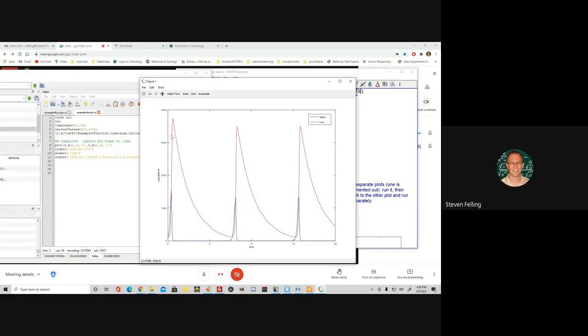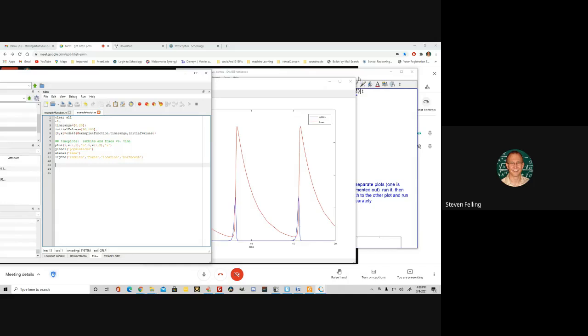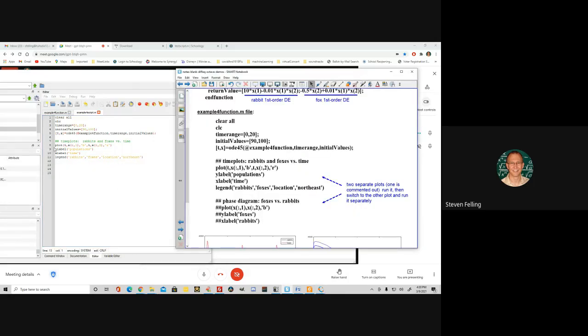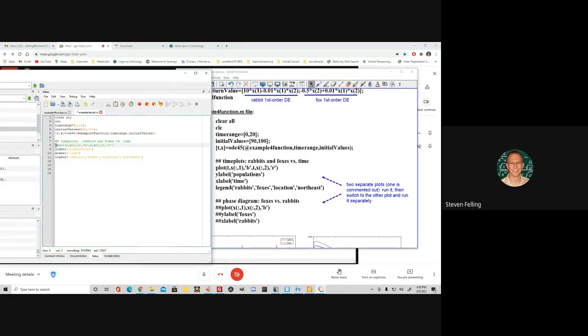We could plot one of these populations or both of these populations versus time in 2 time plots. But because we have 2 variables, we could do a 2D phase diagram or a 2D phase portrait if we wanted to. So that's what the second part of this is doing. I'm going to comment out this. I'll just leave it there so I can go back and forth. Let's comment this out. And then let's put a different plot in. Let's do a phase diagram that shows foxes versus rabbits.